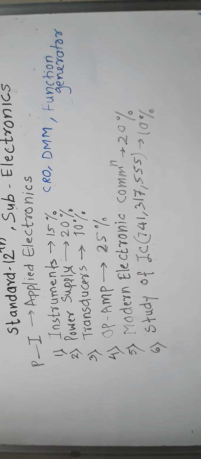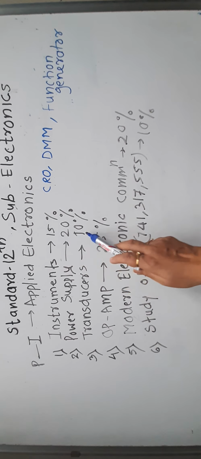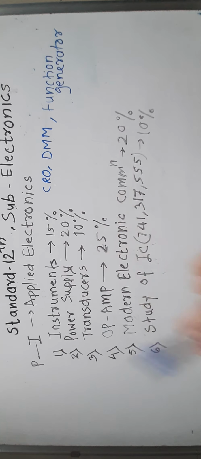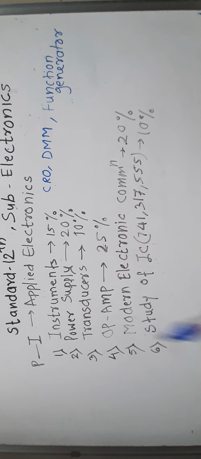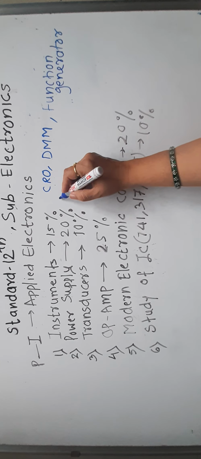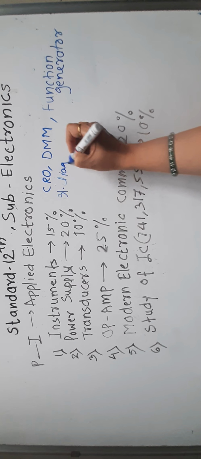Next chapter is power supply. I have shown here the percentage of weightage for the paper. Instruments has 15% weightage in the exam. Now power supply. Half of this chapter you have seen in 11th standard. What is that? It is the block diagram of power supply.